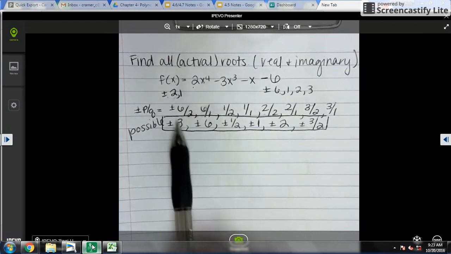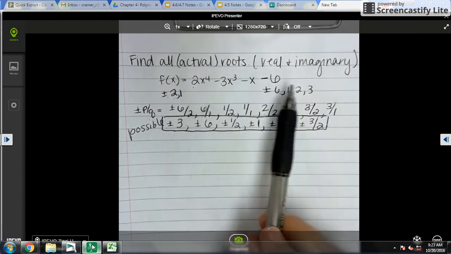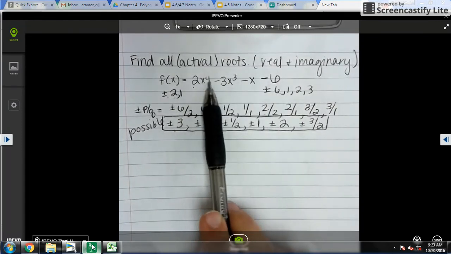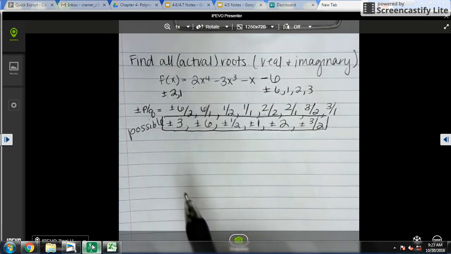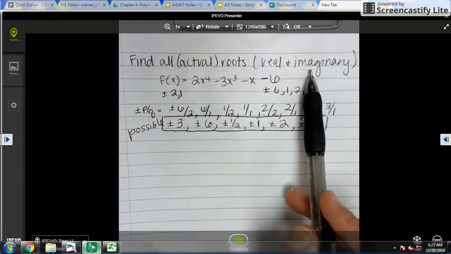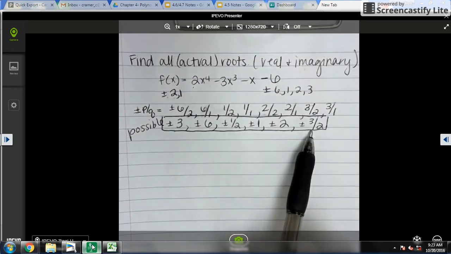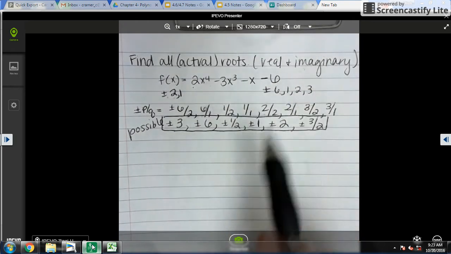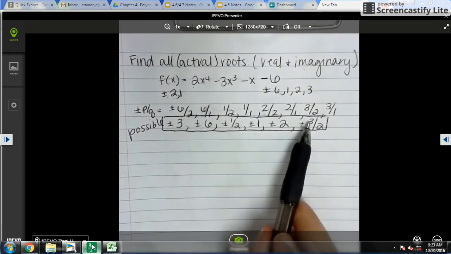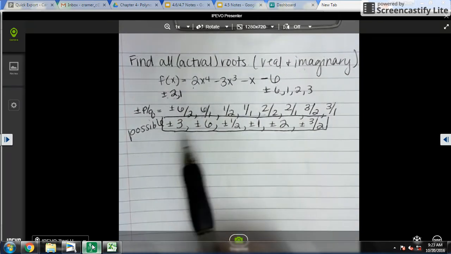That'd be a lot easier than plugging in every single one of these and seeing if they work, because we would have to do that and find 4 roots. And we also wouldn't get any imaginary roots, which is the big issue there. These are only the possible real roots. We also need to find the imaginary. So we're going to pick any one of these. We're going to pick it at random.